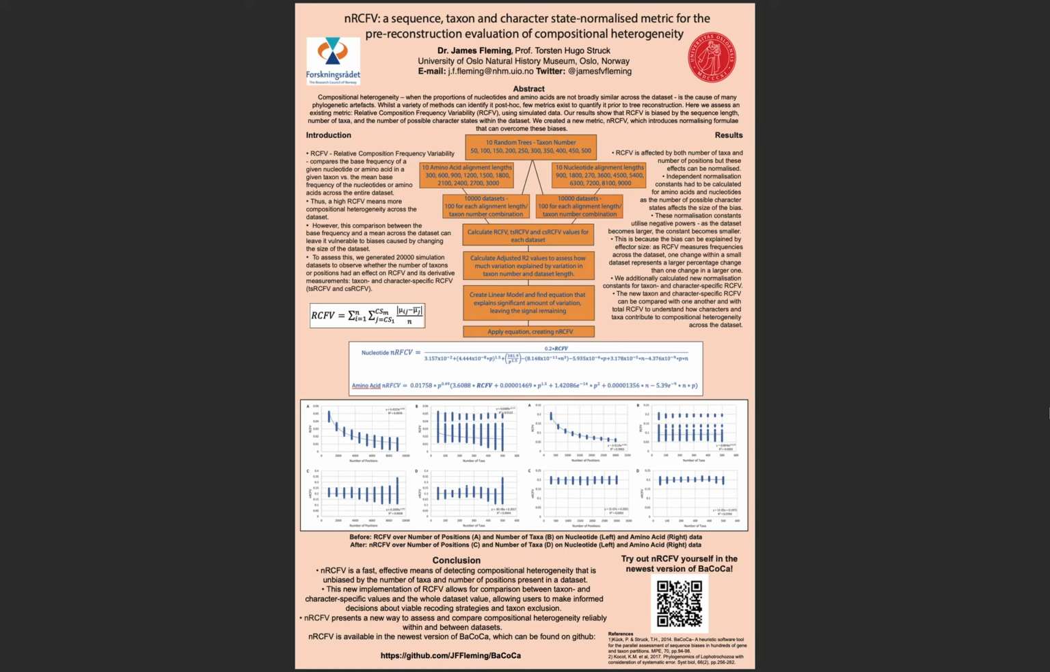So, using 10 random trees from 50 taxa to 500 taxa, and 10 amino acid and nucleotide lengths from 300 amino acids to 3000 amino acids, and 900 nucleotides to 9000 nucleotides, we created 20,000 simulation datasets. That is 10,000 amino acid datasets and 10,000 nucleotide datasets. And we then calculated the RCFV, the taxon-specific RCFV, and the character-specific RCFV values for each dataset.